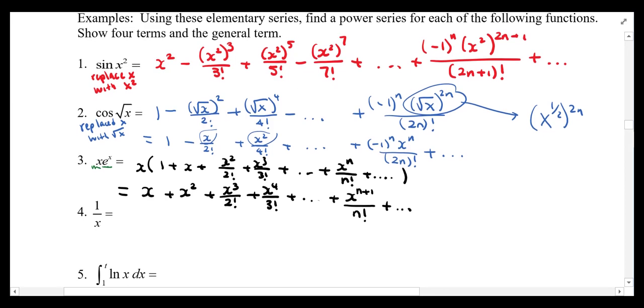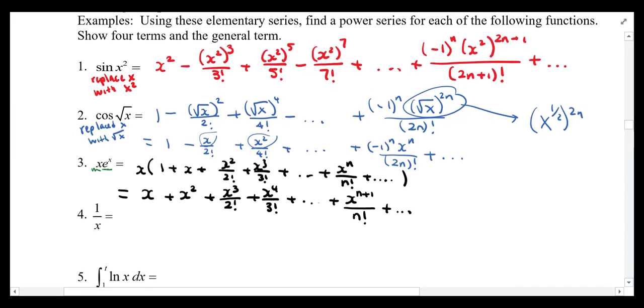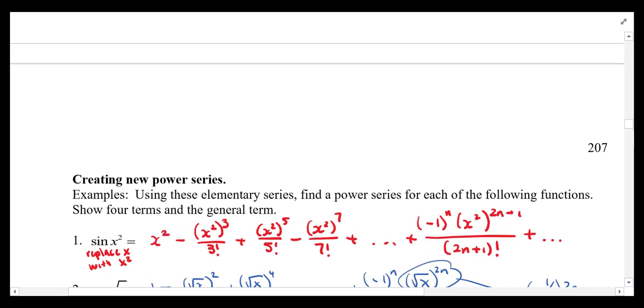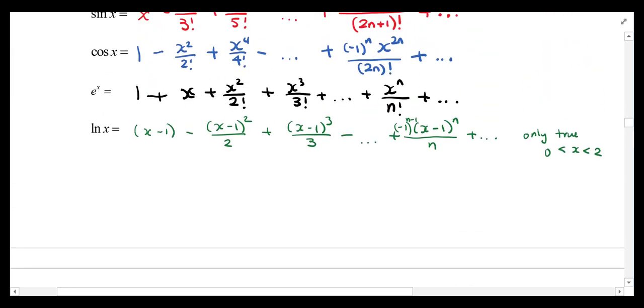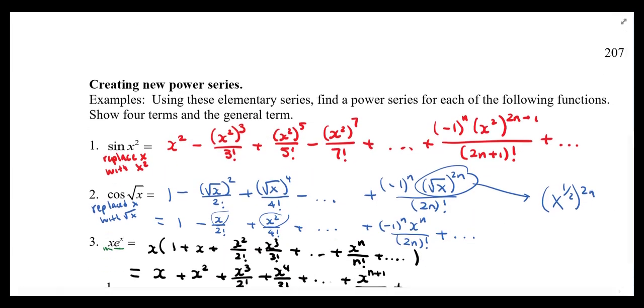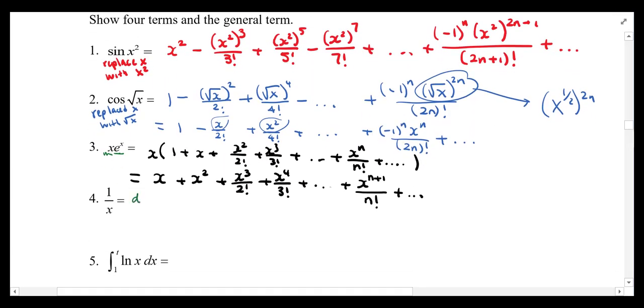Okay, now you're like, number 4, 1 over x, where did that come from? I don't see anything with 1 over x, but you do have ln, and what's the connection between ln and 1 over x? Yeah, I hope you remember that the derivative of the natural log of x gives you 1 over x. So really, I need you to take the derivative of the natural log function for the power series.